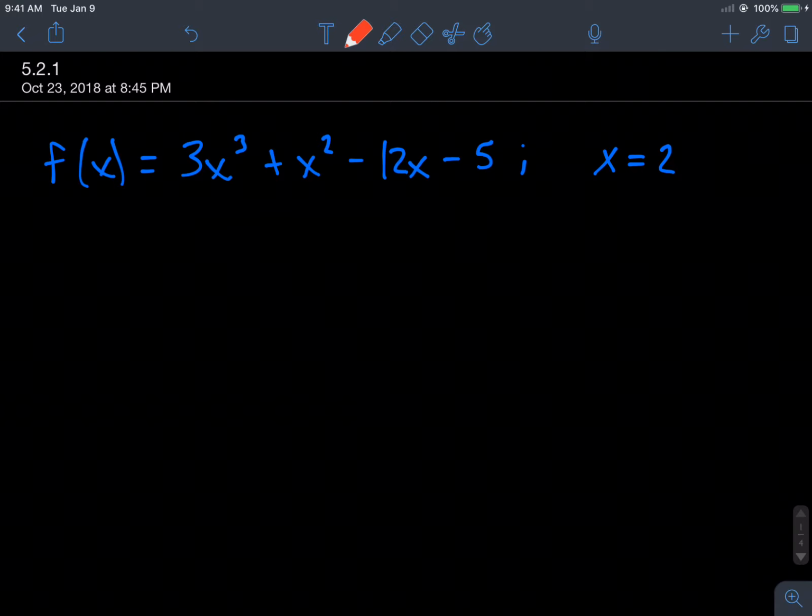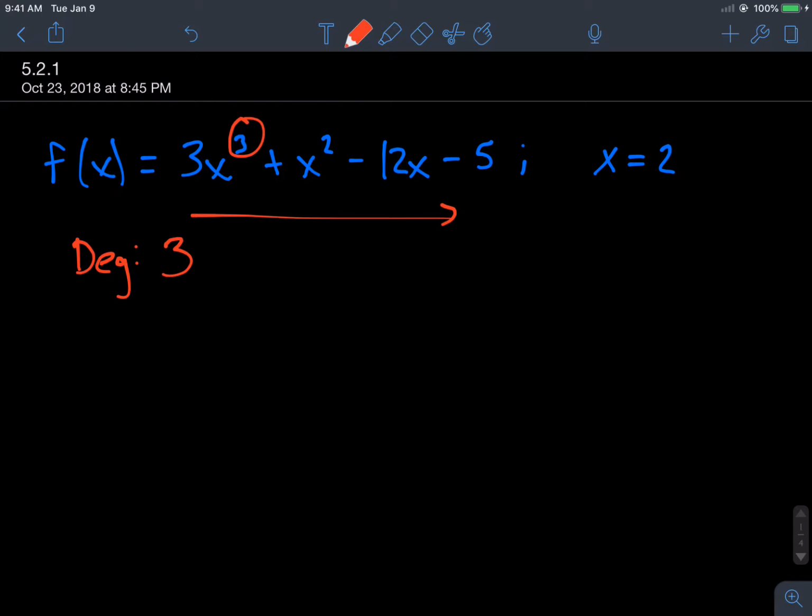So the degree of a polynomial is the highest exponent that we have. What we're looking at here is f of x equals 3x cubed plus x squared minus 12x minus 5. Typically, we write the powers in decreasing order from left to right. That's the standard form for polynomials. The degree is the highest power, so here our degree is 3. This is a third degree polynomial.